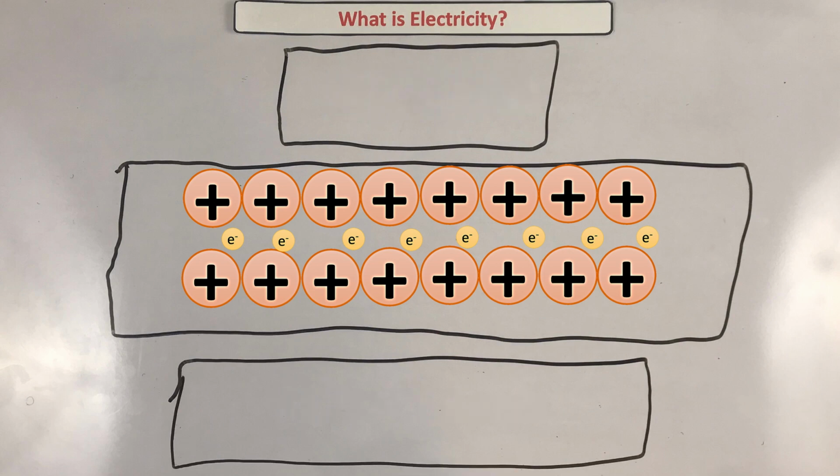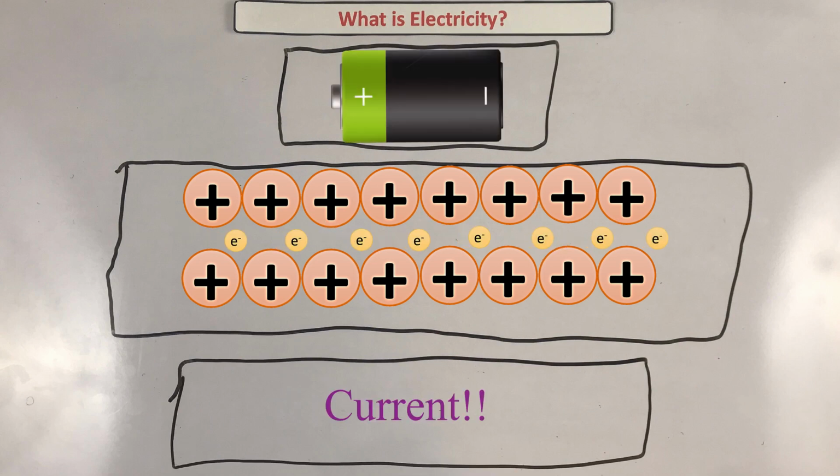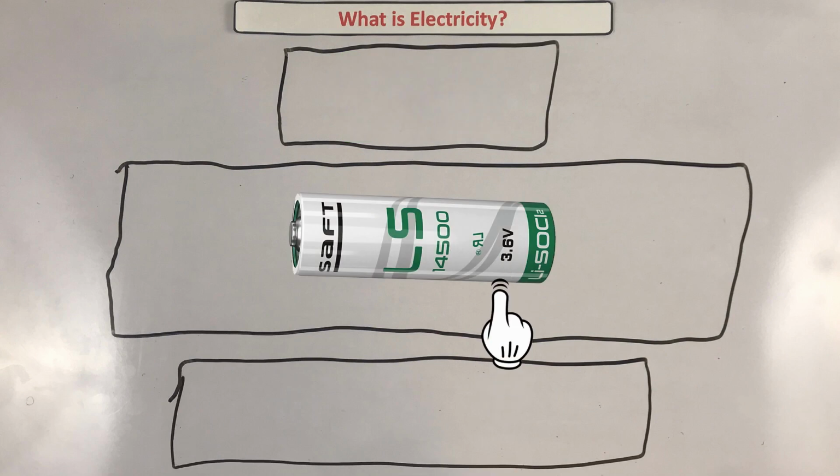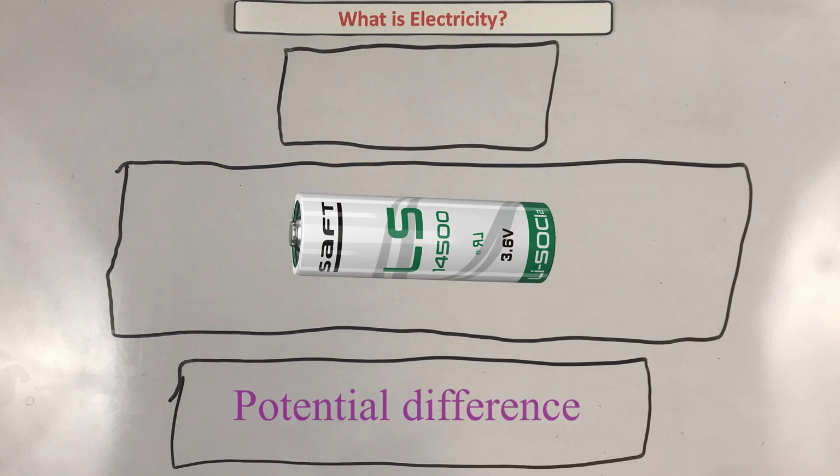But the electrons in a wire are all moving in random directions, so when there is no current there, you can't do any work. So some of you have probably clocked what we need to do. We need to add a battery or a power pack to get our electrons moving in the same direction. If you look closely at a battery, you see a number next to the letter V. This tells you the potential difference that battery can provide.